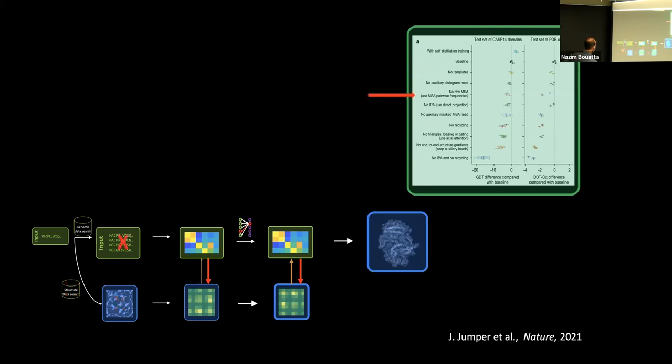Now let's pick the idea of not using MSAs. You could have used something else, like summary statistics. If you don't use MSAs, we see that there is a drop in performance. So MSAs are important in many cases for AlphaFold2. What will happen if we just use the MSA track? As I said earlier, this is the MSA transformer, so we don't have the two-dimensional track. This is the non-triangle track. And again, you see that there is a substantial decrease in performance.